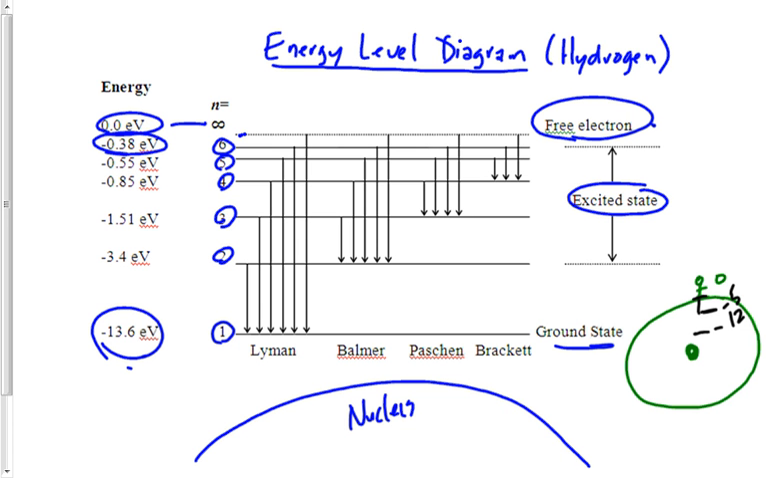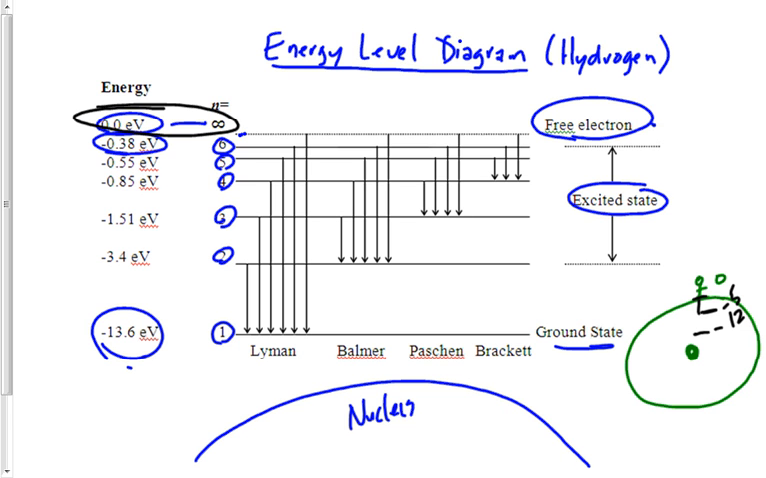That's the same thing here. If we define 0 as when the electron has left the atom, when it's on the infinite level, then anything closer to the nucleus is going to be a negative value. You don't get bogged down by that. It's just a convention, right? You don't get bothered by that.